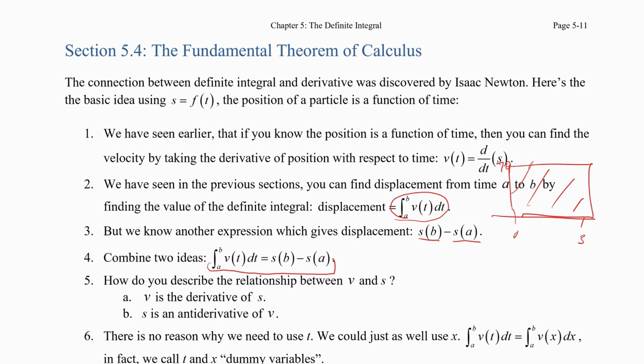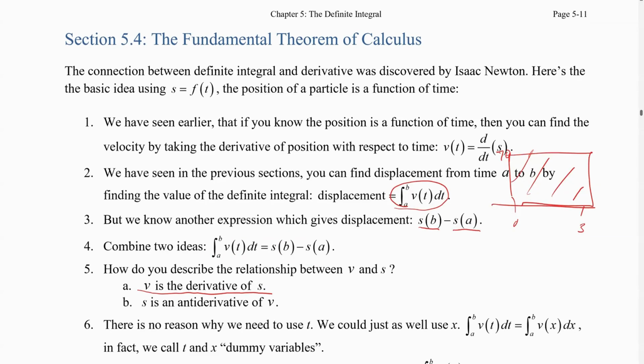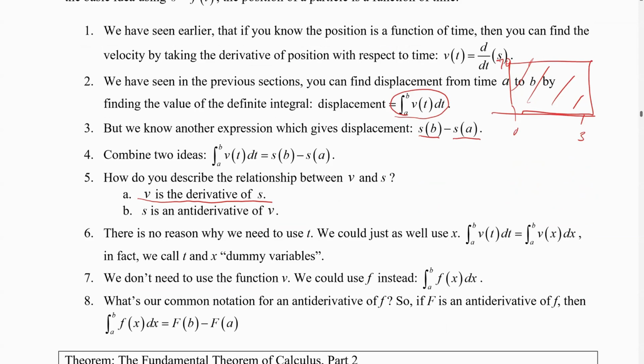We know that if I take the derivative of s, I get v. v is the derivative of s. But to say this in another way, that means s is an antiderivative of v. So if we know this, let's put this idea together. We know that there's this derivative-antiderivative relationship. And we also know that even though I used t in this particular situation, there's no reason why I couldn't use x instead of t.